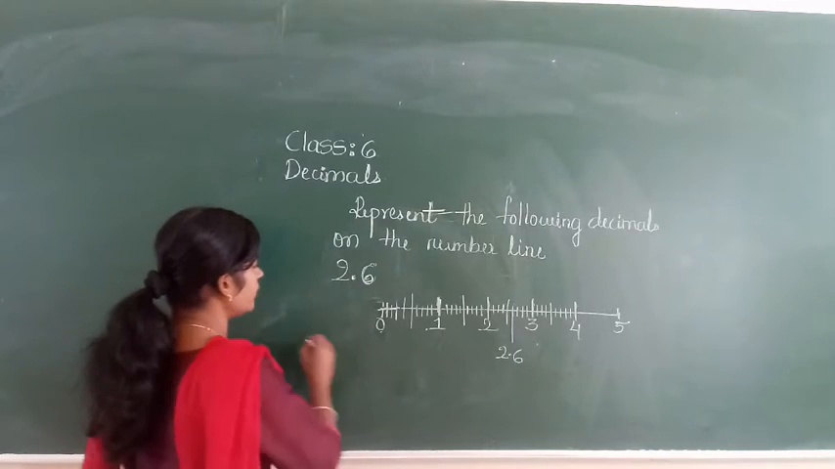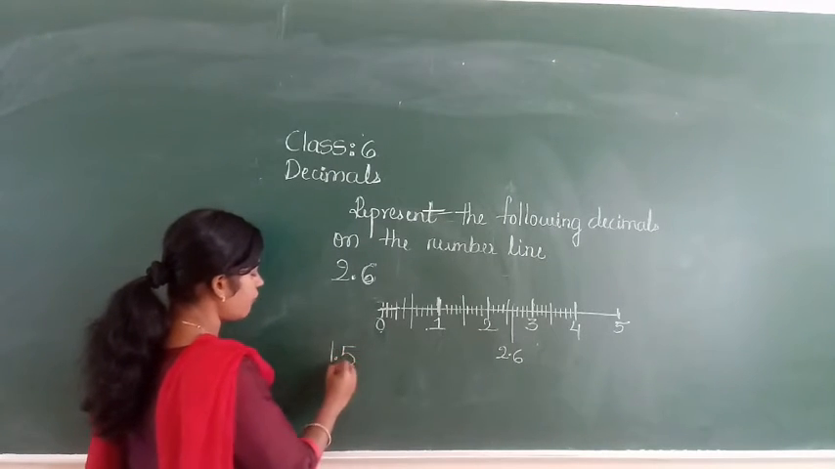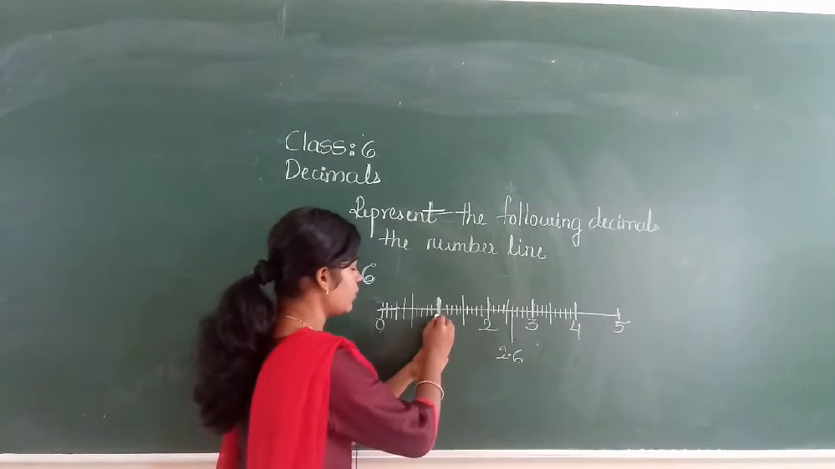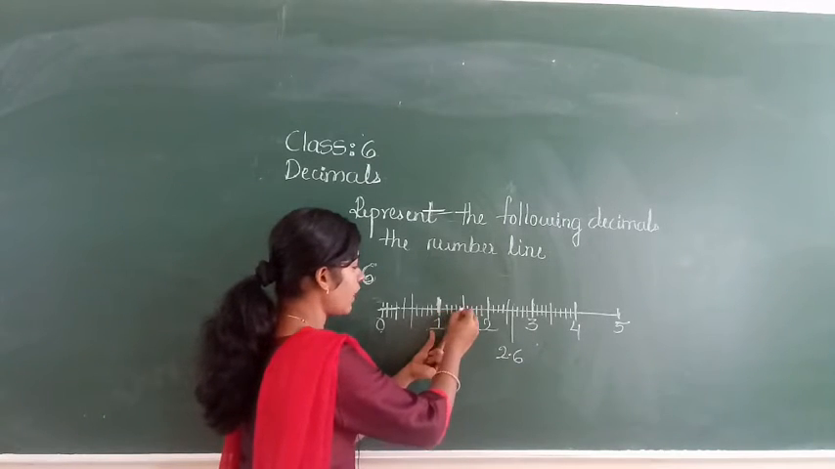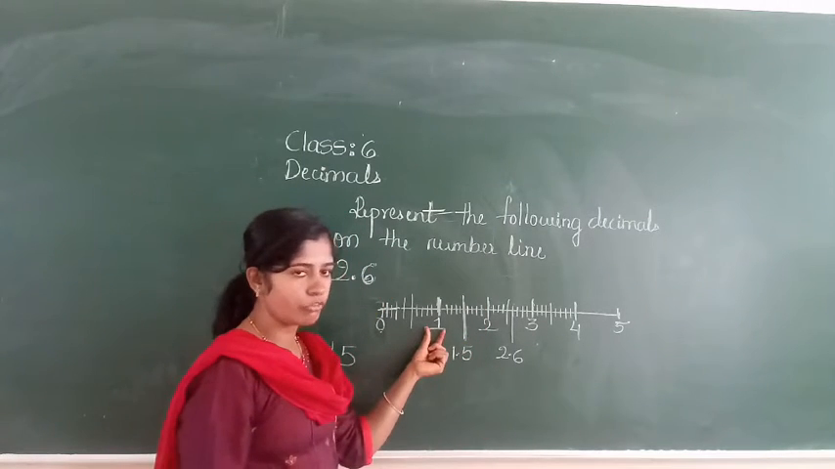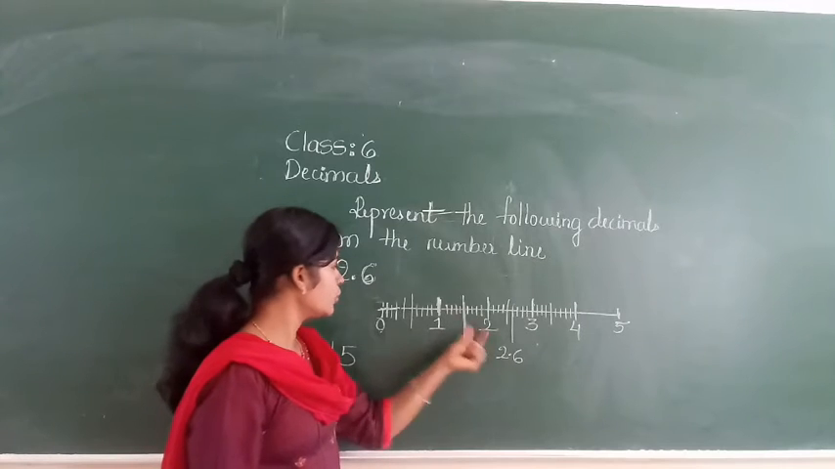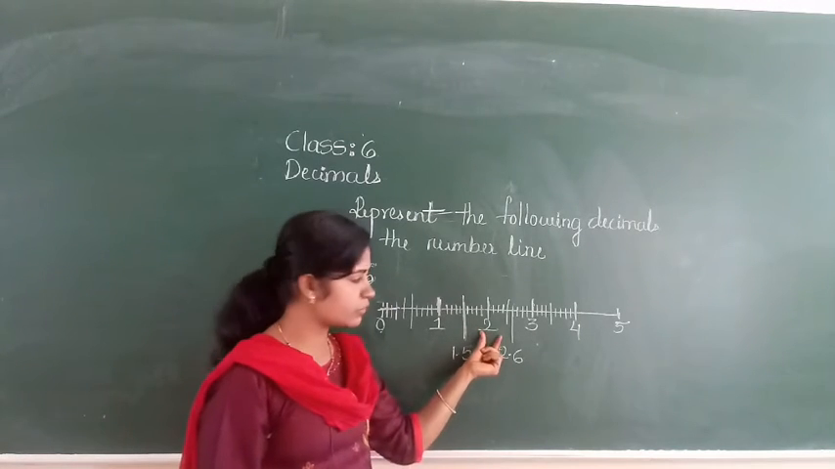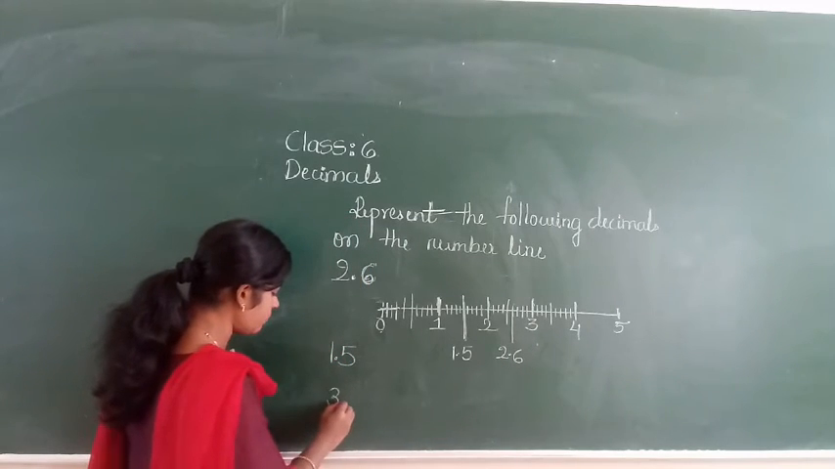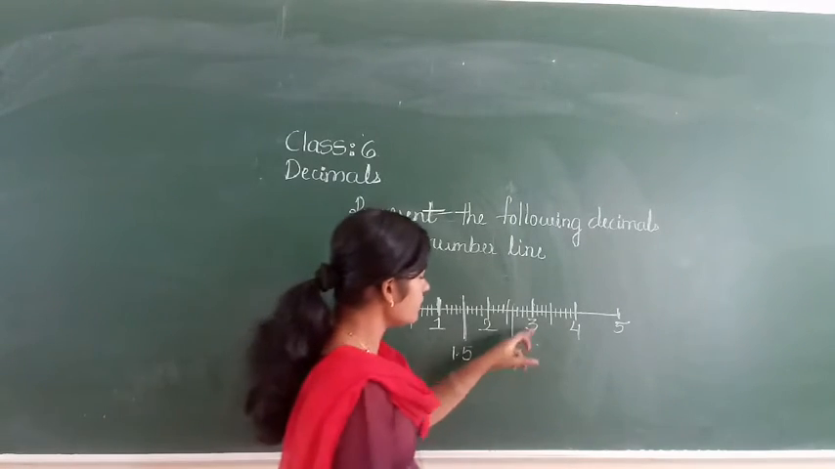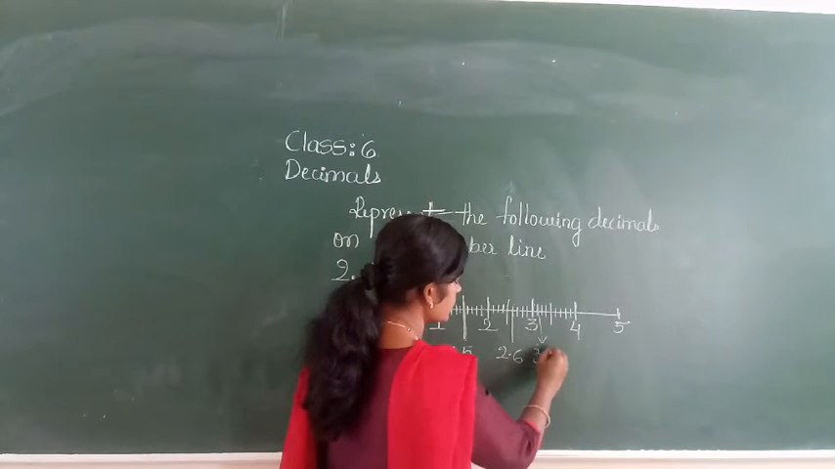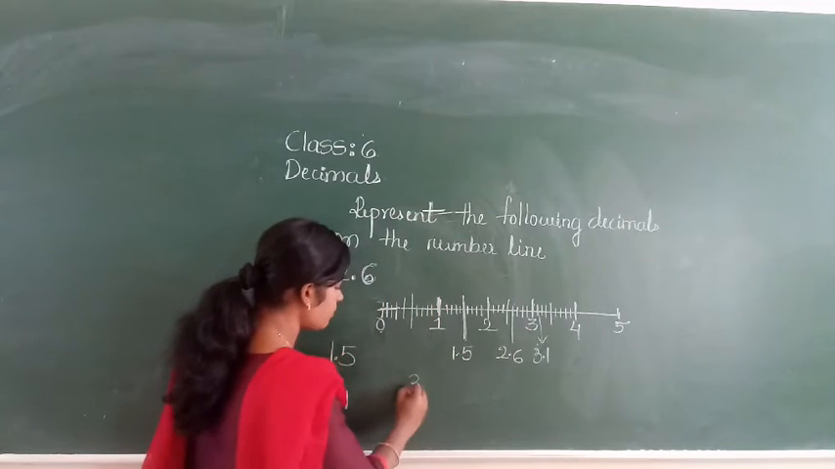For example, here one more example will come, 1.5. Then on 1 again you have to take 5 lines. Here 1 is there. Okay, 1, 2, 3, 4, 5. So here it will come. So 1.5 means on 1 again you have to take 5 lines. 2.6 means in 2 first you have to see, after that you have to take 6 lines. I will take one more example here, 3.1. 3.1 means on 3 you have to take 1 line.